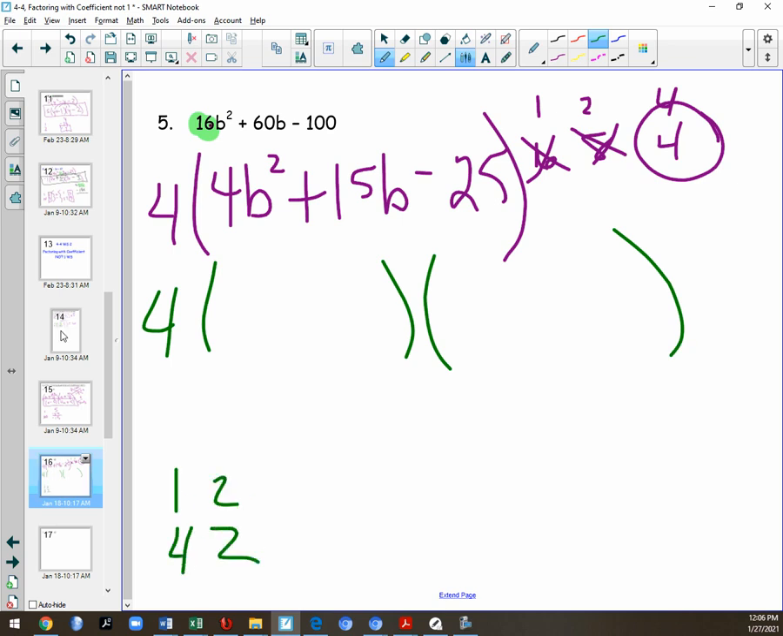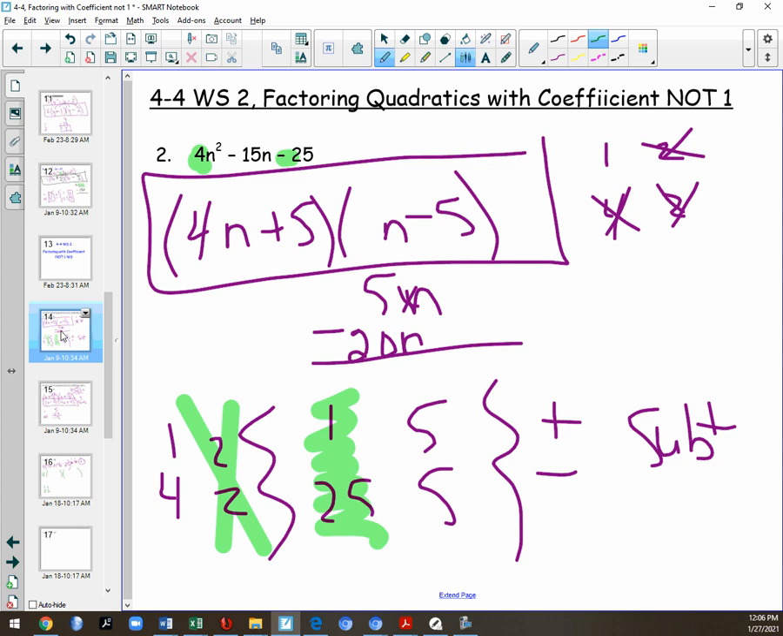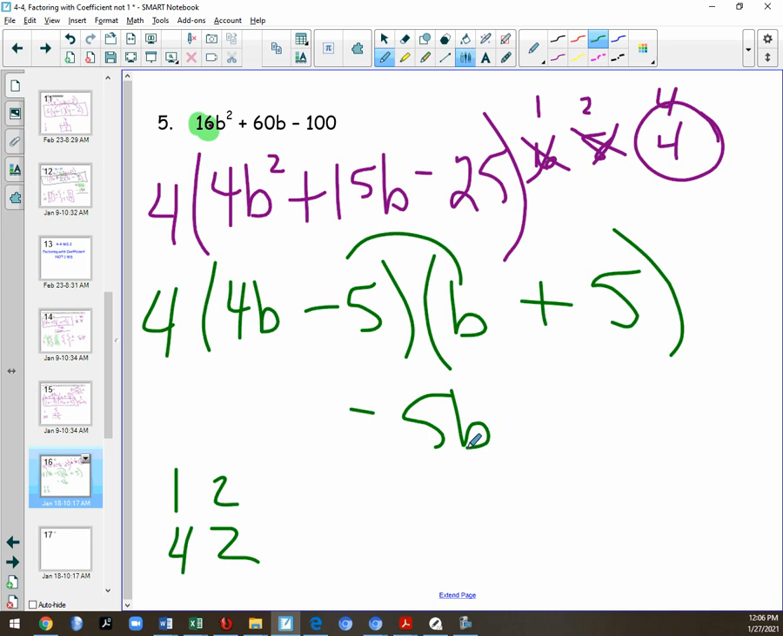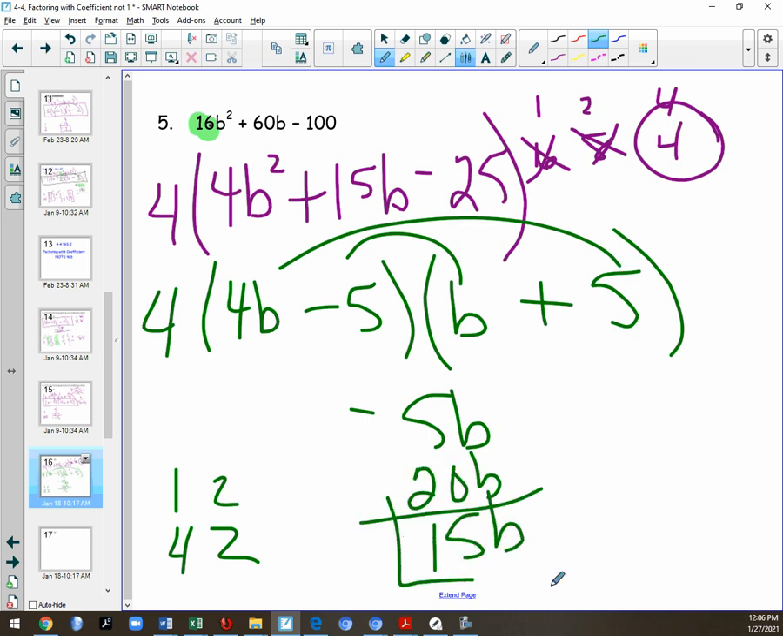Now, we learned from our previous example that I can't get 15 unless I use 2 and 2, right? So same exact concept here. I'm going to use a 4b and a b. I'm going to use a 5 and a 5. I have to subtract, which means I need a plus there and a minus there. Inner gives me negative 5b, outer gives me a 20b to give me positive 15b, and I know I'm right.